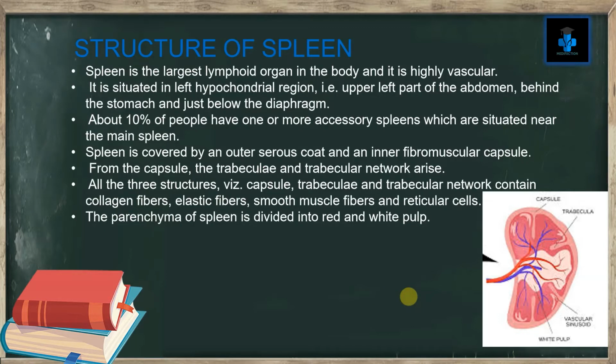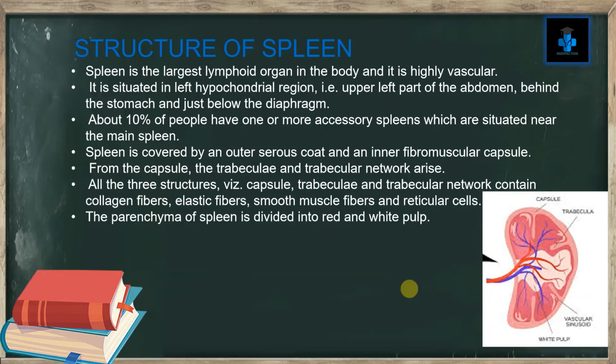Structure of spleen. Spleen is the largest lymphoid organ in the body, and it is highly vascular. It is situated in left hypochondrial region, that is, upper left part of the abdomen, behind the stomach and just above the diaphragm. About 10% of people have one or more accessory spleens, which are situated near the main spleen.